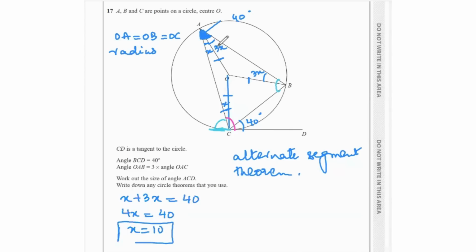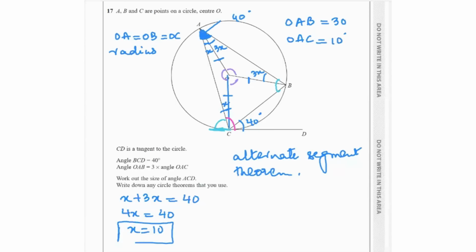So if this is 40 and this is 3x, so this angle OAB is 30, angle OAC is 10. So we can easily find these angles in the middle now. This angle, this angle, this angle, you can find these.